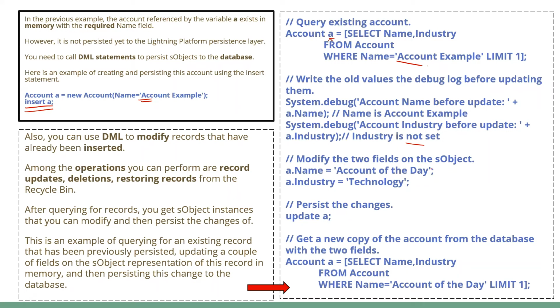Modify the two fields on the subject. So a.name will be account of the day, a.industry will be technology. Persist the changes. So we are using an update.